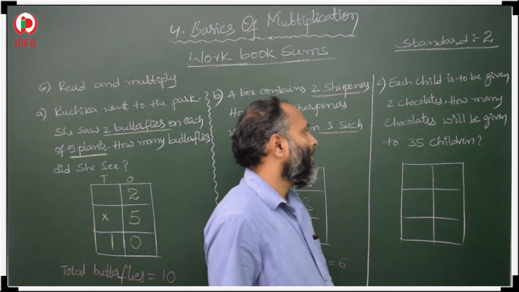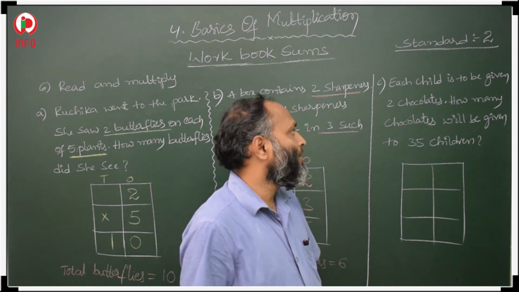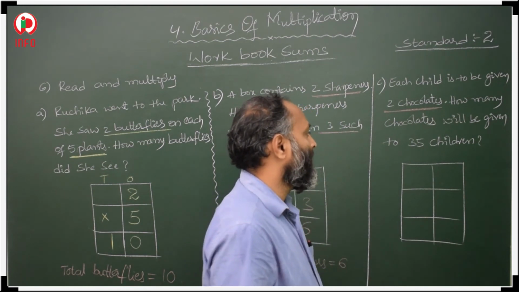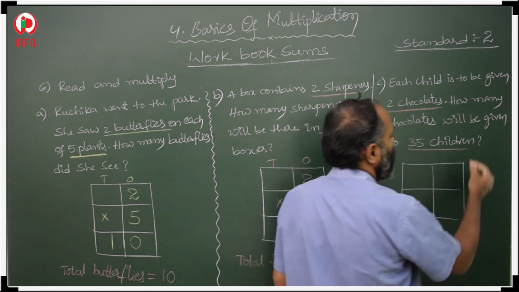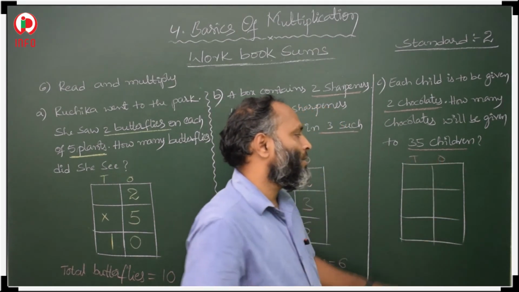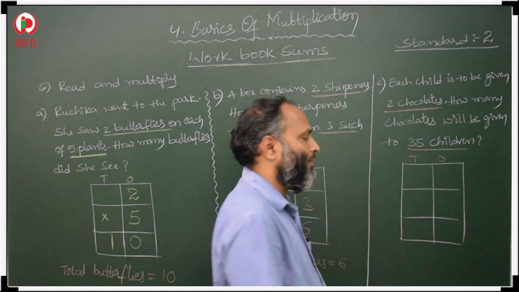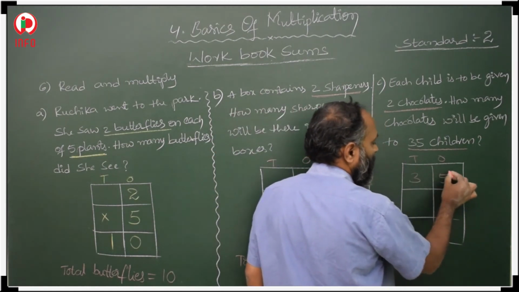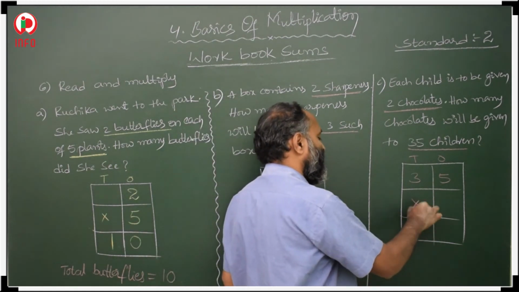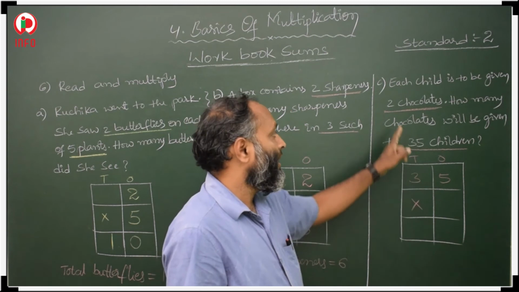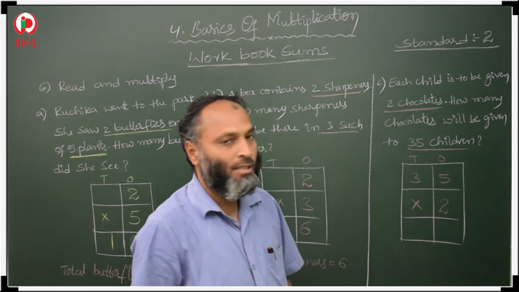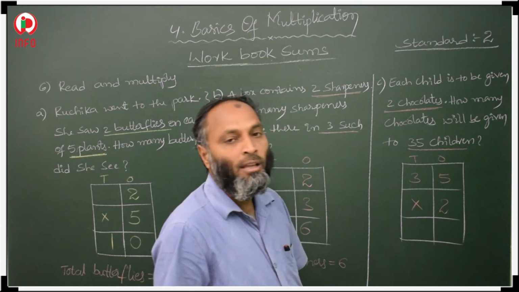Now, the third question: each child is given 2 chocolates. How many chocolates will be given to 35 children? This is ones place, this is tens place. First you have to take the 2-digit number first. 35 children. For 35 children, for each child they gave 2 chocolates. Total how many chocolates did they give?